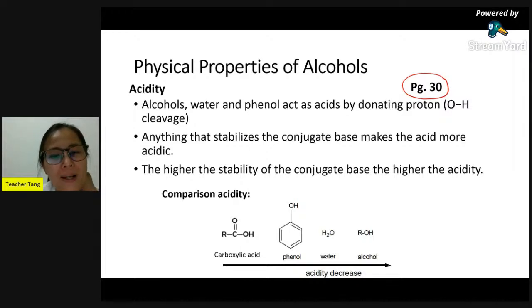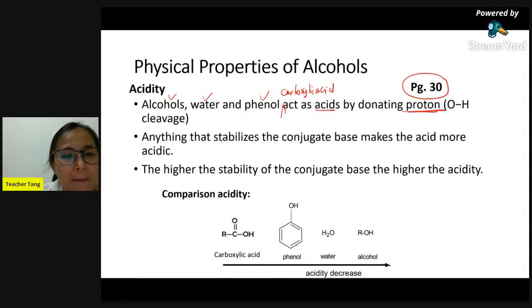Basically, between alcohol, water, phenol, and carboxylic acid, they are all acid. If they are acid, that means they can donate the hydrogen ion, they can donate the proton. And whatever makes the conjugate base stable will make the acid more acidic.